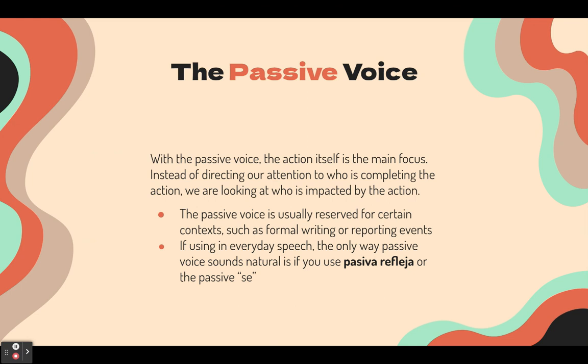In English and in Spanish, the passive voice is usually reserved for writing contexts such as formal writing or reporting events. For instance, when you pick up a newspaper and you're flipping through it and reading it, that will generally be in the passive voice because, among writers, it is considered the most objective voice, and the whole point of journalism is to attempt to be objective. At least it should be. But that's generally when you're going to see it. It'll be written. But of course, as I mentioned, there is a way we do use it in everyday speech, and it only sounds natural if you use it in a specific way, which is the pasiva refleja or the passive se. We'll get into that more in a second after we talk about how we construct the passive voice in Spanish.